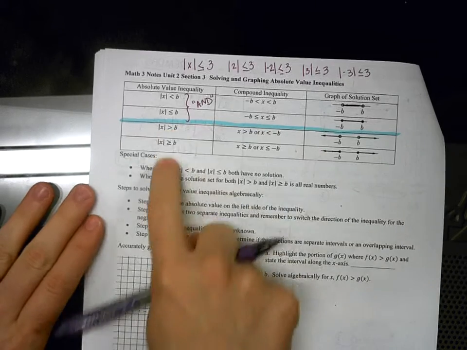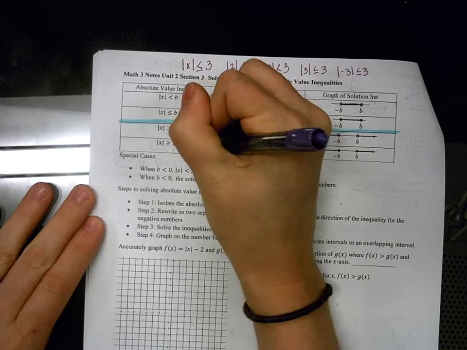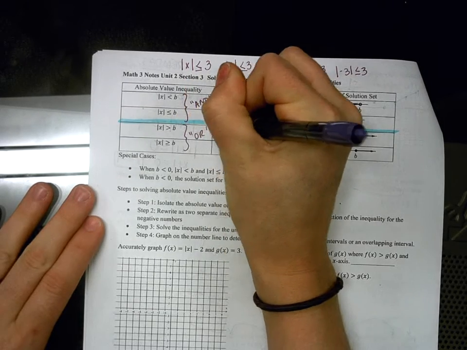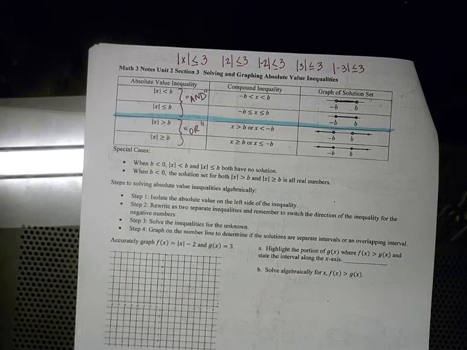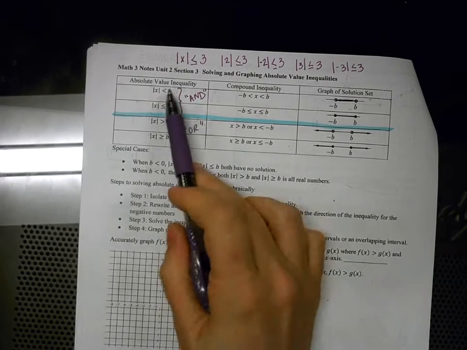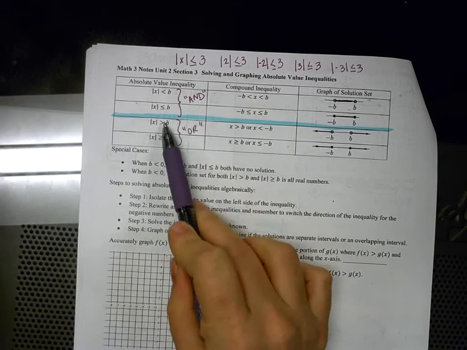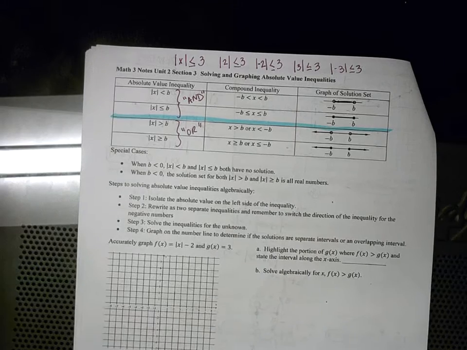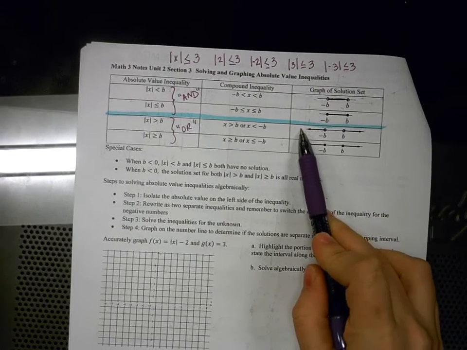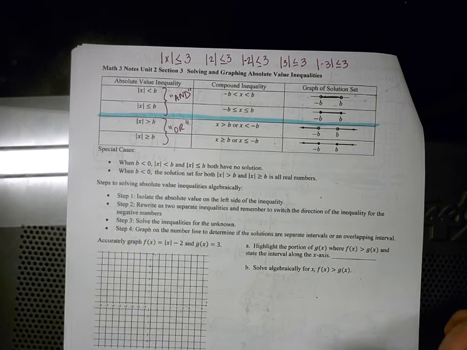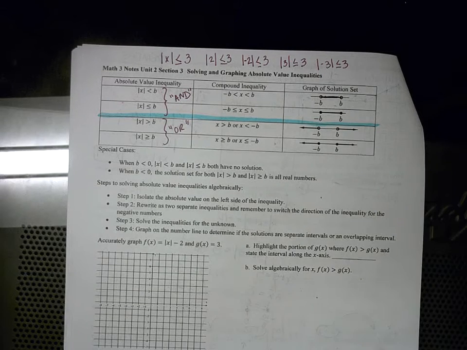Now when we have greater than signs, that's when we're going to think or. So you'll start to hear me ask you, is this an and question or an or question? If it's less than, it's and. If it's greater than, it's or, because we're going to have solutions on the outside of those values instead of between those values. You can always plug in numbers like we did at the top to check if you're unsure.